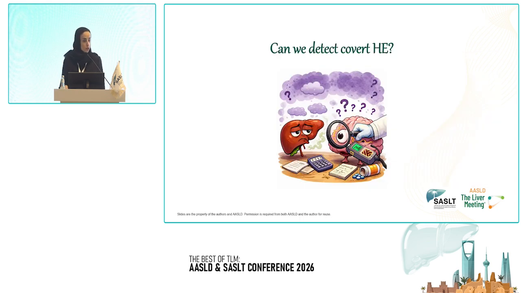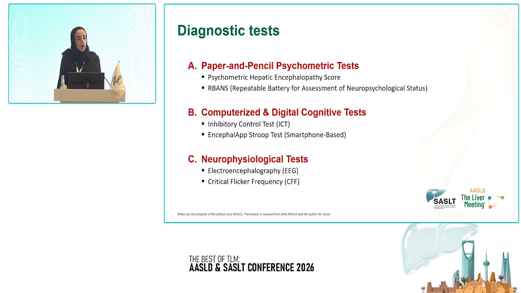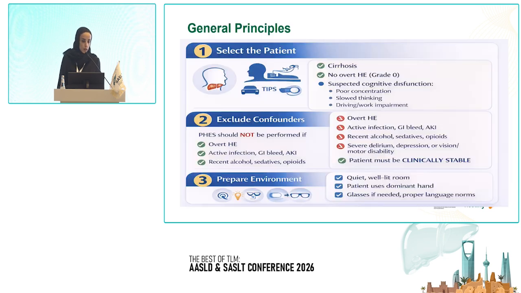So can we detect covert hepatic encephalopathy? Yes, we can. We have different validated diagnostic tests. They fall into three main categories, and I will cover them briefly. The first category is paper and pencil psychometric tests. The second category is computerized and digital cognitive tests, and we have neurophysiological tests as well.